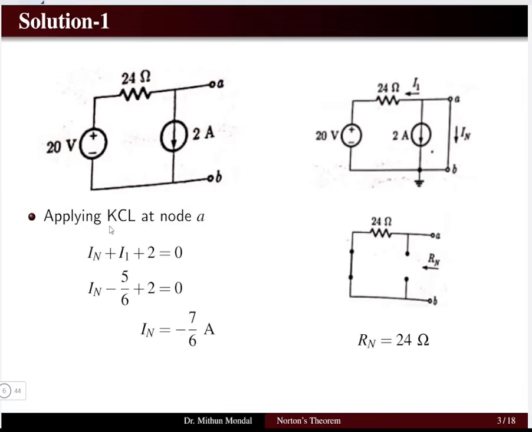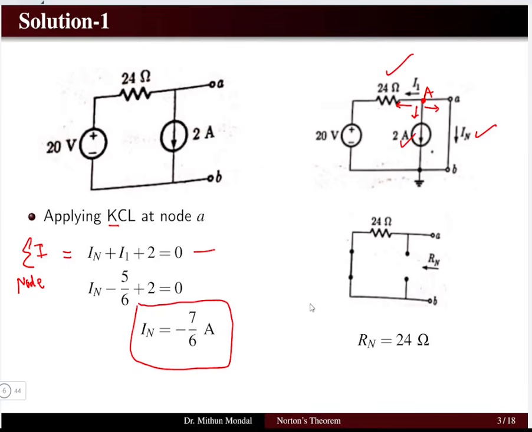Now if you apply KCL at node A, if you treat this one as node A, all the currents meeting the node, either entering or leaving, we can write the equation, that is, the summation of all the currents at a particular node A is equal to 0. So here we have the current distribution: the Norton current, the 2 ampere current, and one current flowing this side, that is I1, right? And we can write this equation and find out the value of the Norton current.